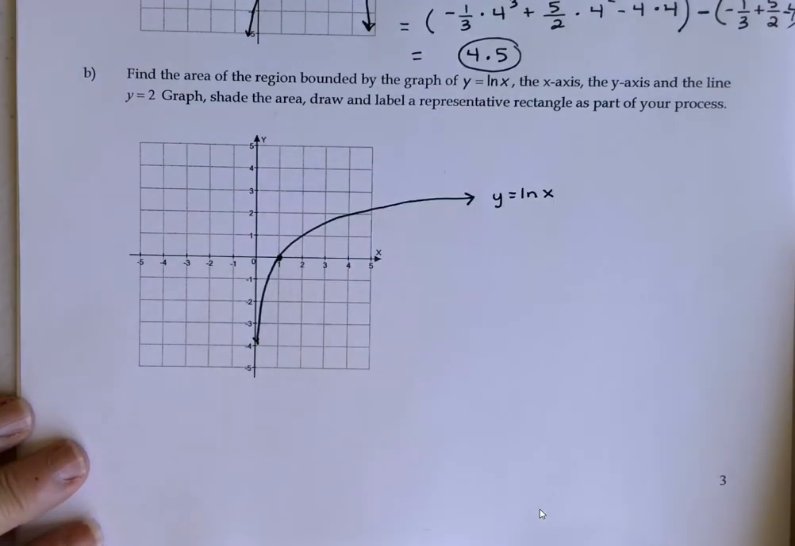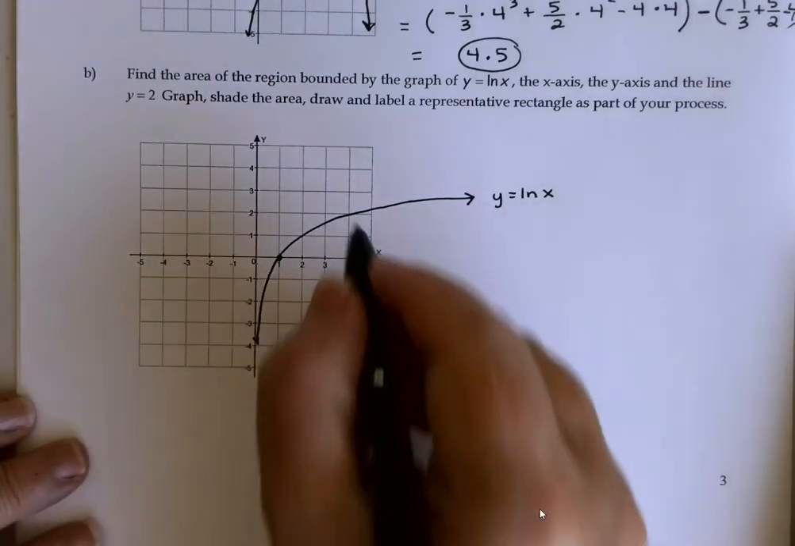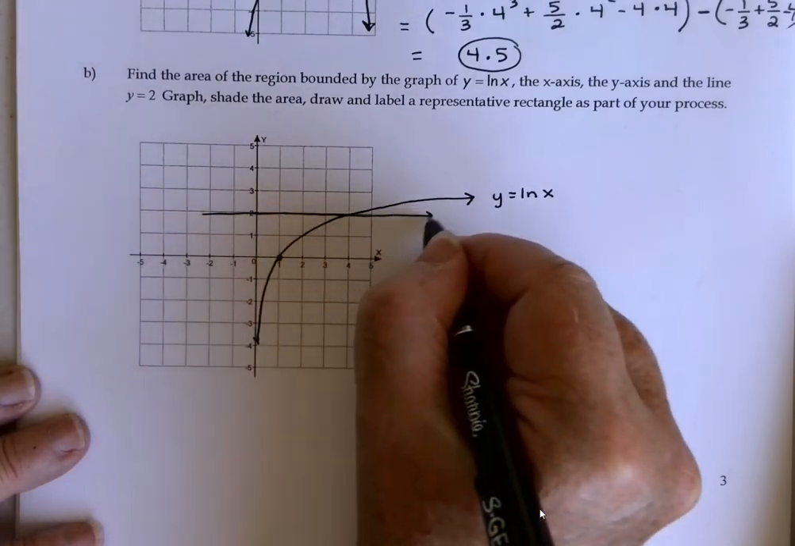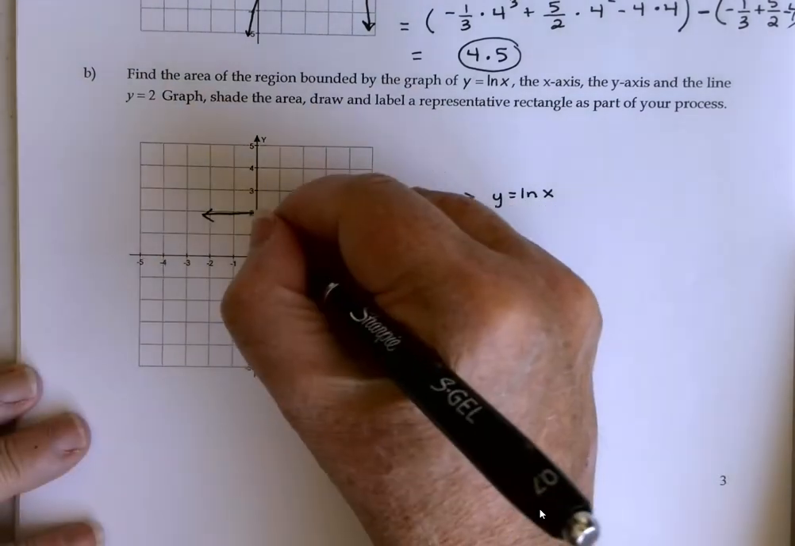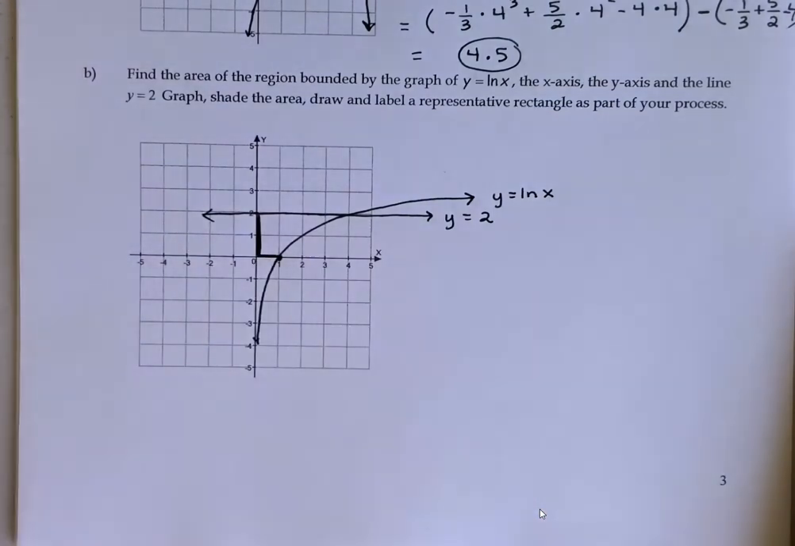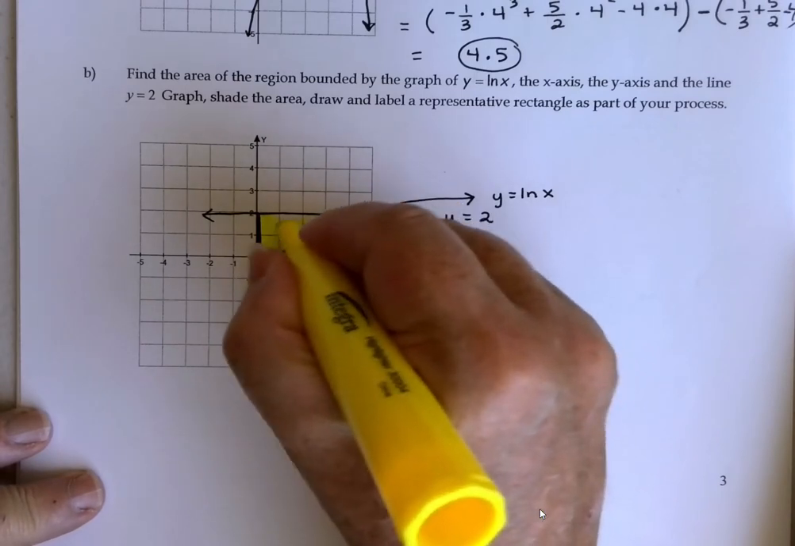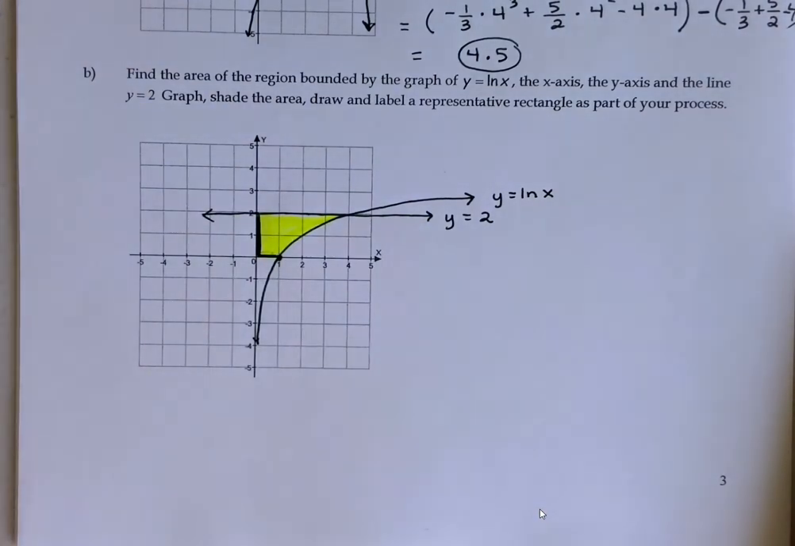All right. The two axes, the x and y axes, are also boundaries. And then the line y equals 2, this horizontal line here, is also a boundary, along with this y-axis and this piece of the x-axis. Gives me this sort of odd shape in here. All right, we're going to go ahead and try and find this area.